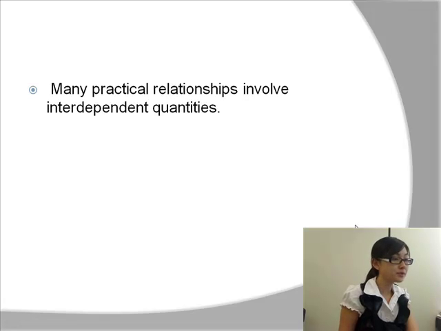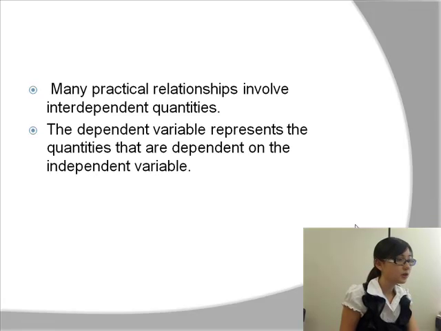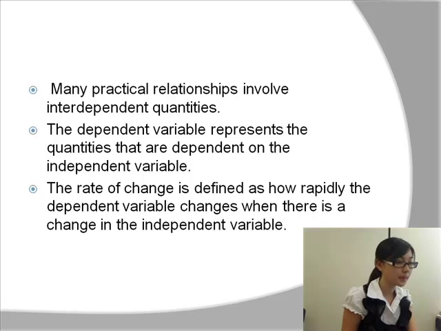Many real-life examples involve interdependent quantities. One of which is the dependent variable, which represents the quantities that are dependent on the independent variable. The rate of change is defined as how rapidly the dependent variable changes when there is a change in the independent variable.